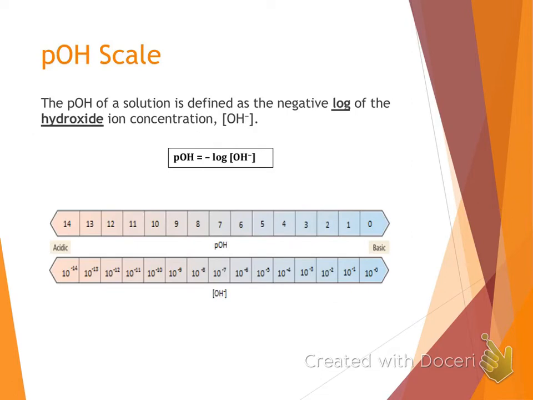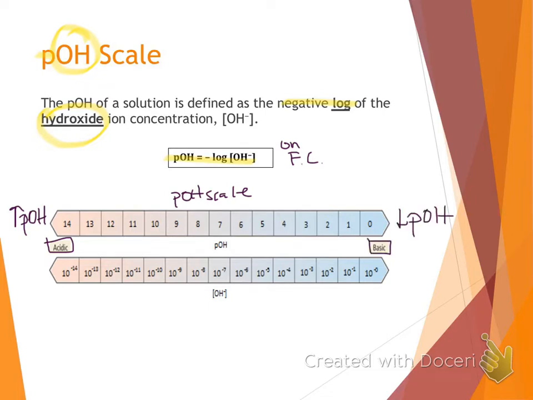Moving on, let's look at the pOH scale. pOH is the negative log. Again, that P part just means our negative log, but this time it is for the OH, or the hydroxide ion concentration. So we get this formula here, which again is on our formula chart. Now when we look at our pOH scale here, we can see that our acidic solutions have a high pOH, whereas our basic solutions have a low pOH.